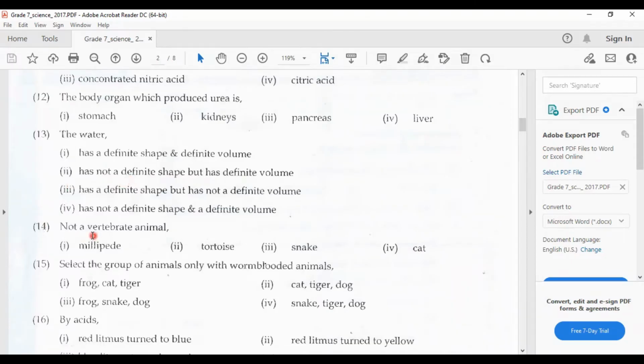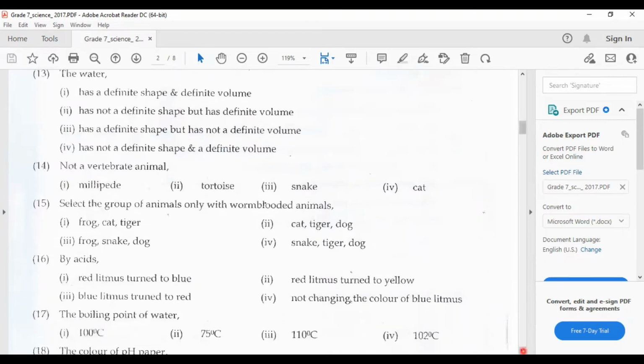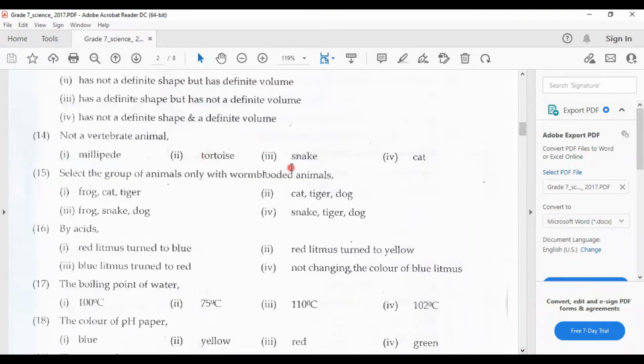14, not a vertebrate animal. You know vertebrates are the animals with a backbone. Here, tortoise, snake and cat have a backbone, but millipede has no backbone. So answer number 1. 15, select the group of animals only with warm-blooded animals. No need to answer that, it's out of syllabus.